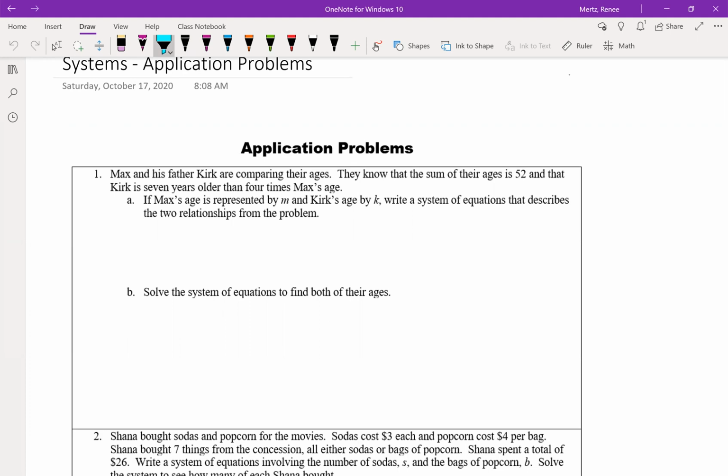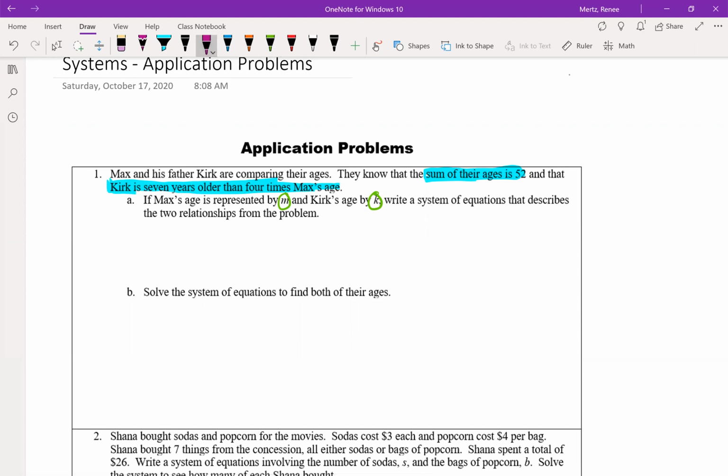So Max and his father, Kirk, are comparing their ages. They know that the sum of their ages is 52. So that's one of our equations. And that Kirk is 7 years older than 4 times Max's age. Those are the two facts that we need, and they're getting us ready to set up the equations. If Max's age is represented by M and Kirk's age is represented by K, write a system of equations that describes the two relationships from the problem.